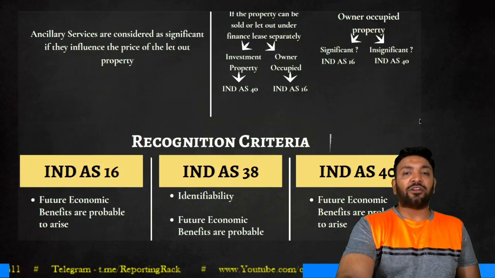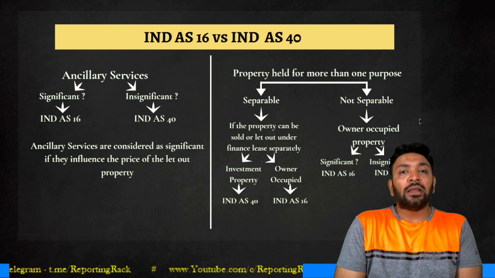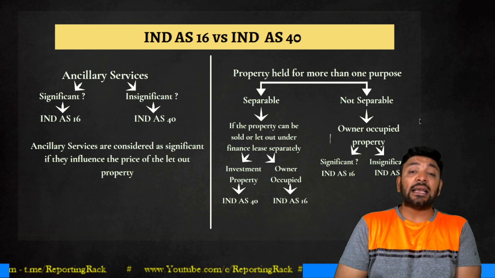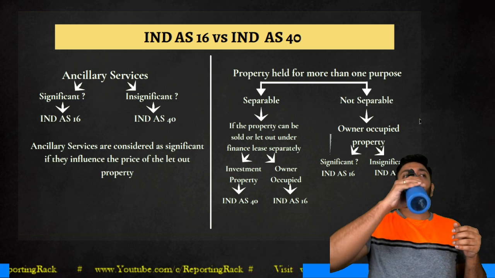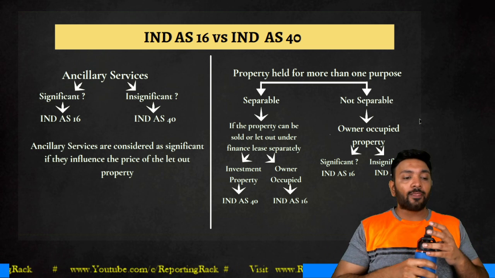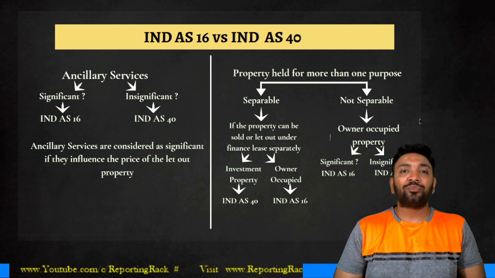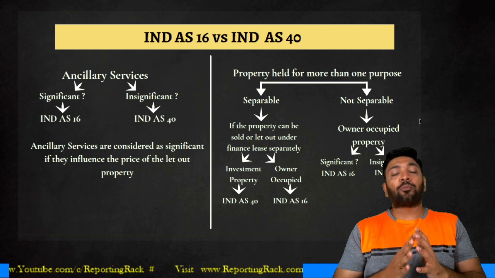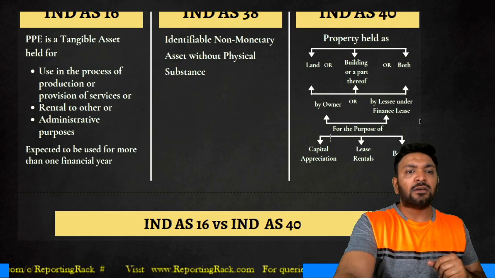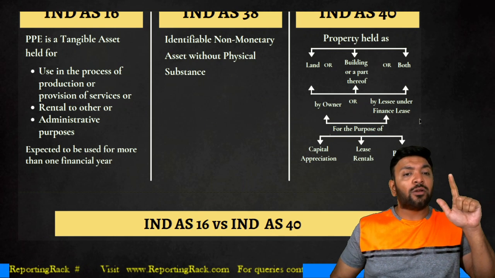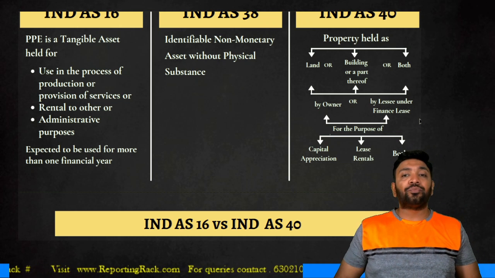This is the aspect of recognition and measurement, guys. I'll come back to this concept. There is a difference between IND AS 16 and IND AS 40. There's always a difference. IND AS 16 talks about property, plant and equipment. It also talks about providing on rental to others, right? Three purposes, right? What are the three purposes? It is for the use in the process of production, provision of services, rental to others. Rental to others is also there.